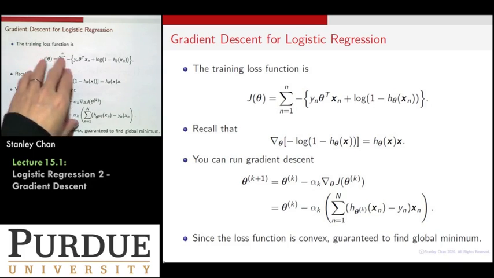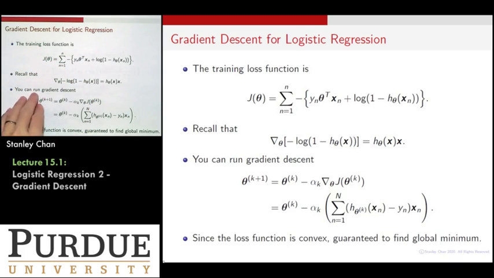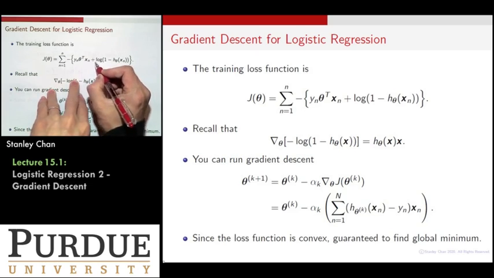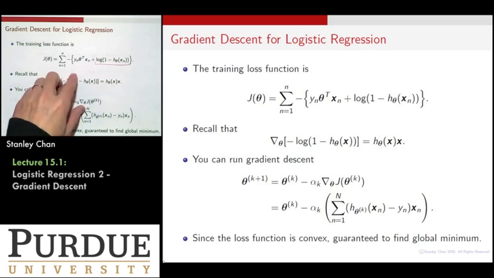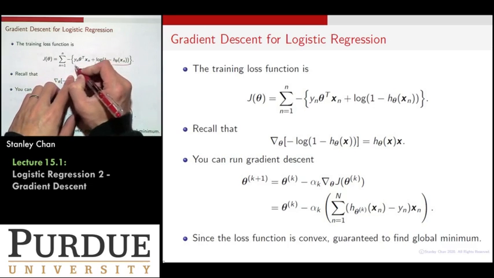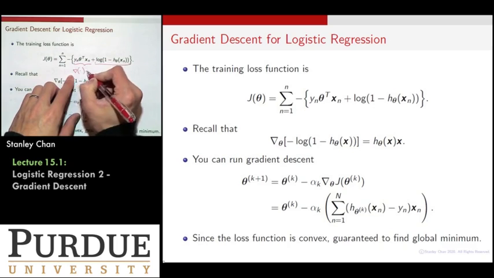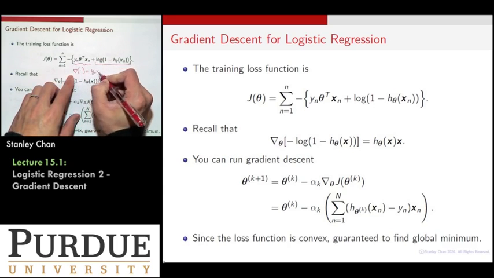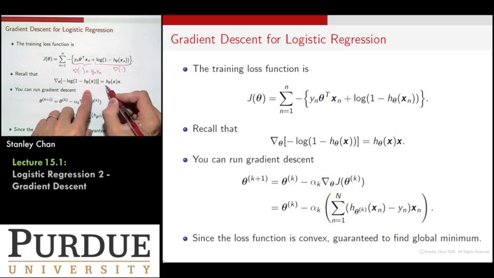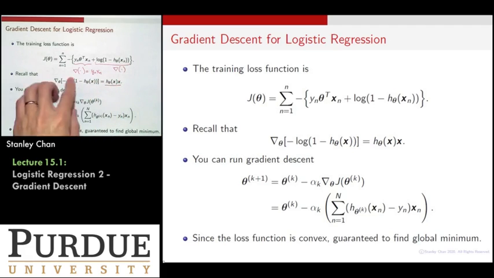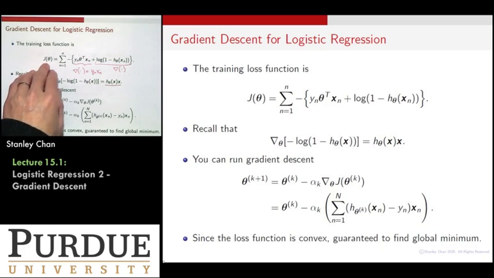Okay, so this is the training loss, and then we can calculate the gradient. We have shown that the gradient of this part of your loss function is given by h times x. Now, what is the gradient of the first part? The gradient of the first part is just x, right? So if you take the gradient of this term, that will give you yn xn. If you take the gradient of this term, then it will give you h times x. Therefore, you have calculated the gradient of J, which is given by this one.